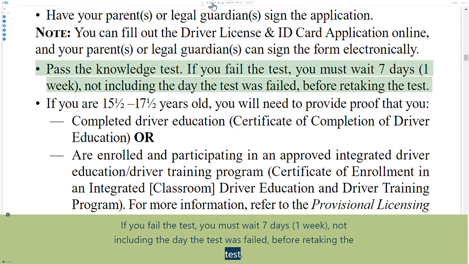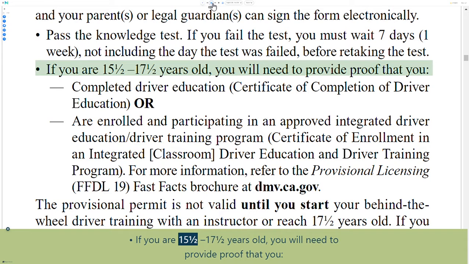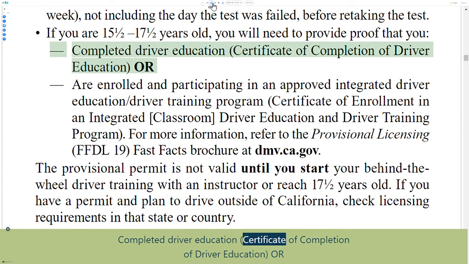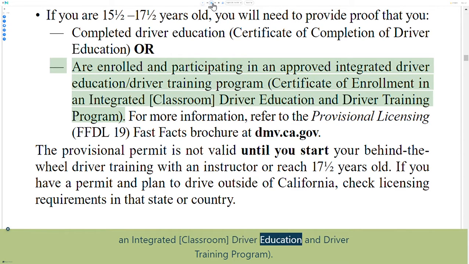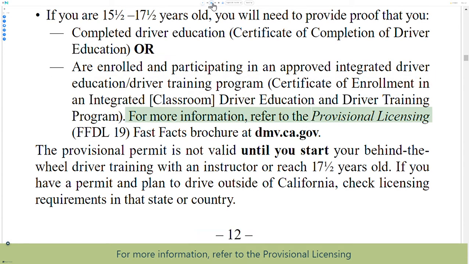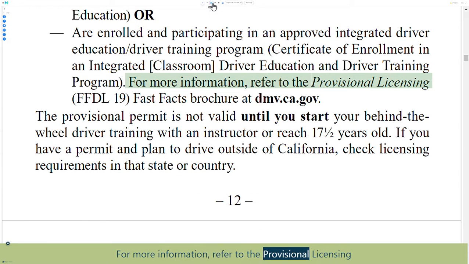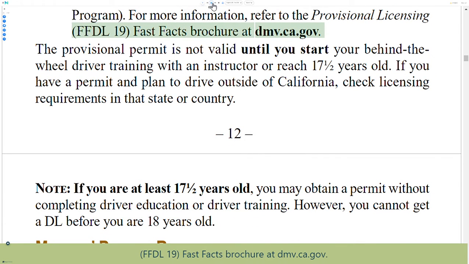If you fail the test, you must wait 7 days, 1 week, not including the day the test was failed, before retaking the test. If you are 15 and 1/2 to 17 and 1/2 years old, you will need to provide proof that you completed driver education, certificate of completion of driver education, or are enrolled and participating in an approved integrated driver education and driver training program, certificate of enrollment in an integrated classroom driver education and driver training program. For more information, refer to the Provisional Licensing FFDL 19, Fast Facts Brochure at dmv.ca.gov.